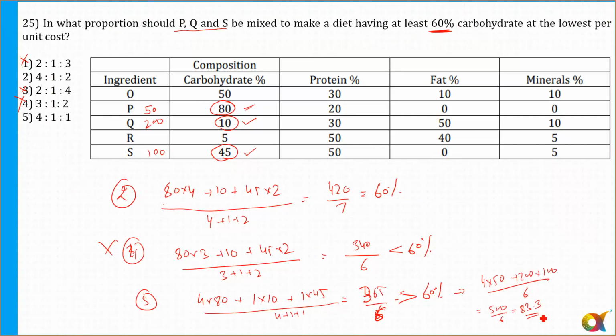Now, in the other case, what is the total cost? Option 2, 4 units of P, so again that is 200. 1 unit of Q, that is 200, and 2 units of S, so 2 into 100. The total number is 7. So I'm taking 600 by 7, which will come out to be 85.7. So the answer will be option number 5, where the cost is minimum. So the correct answer for this is option number 5. Now tell me if there is any doubt to anyone.